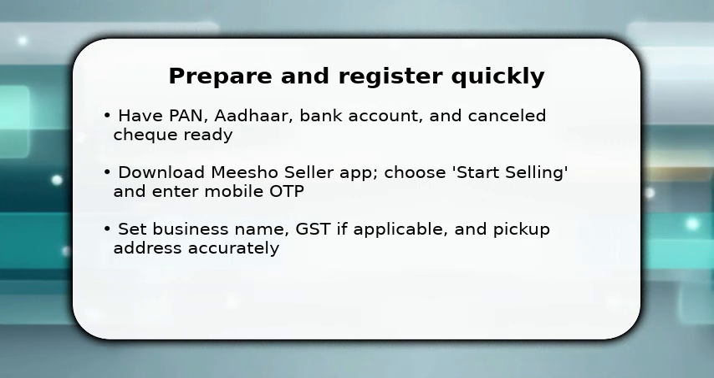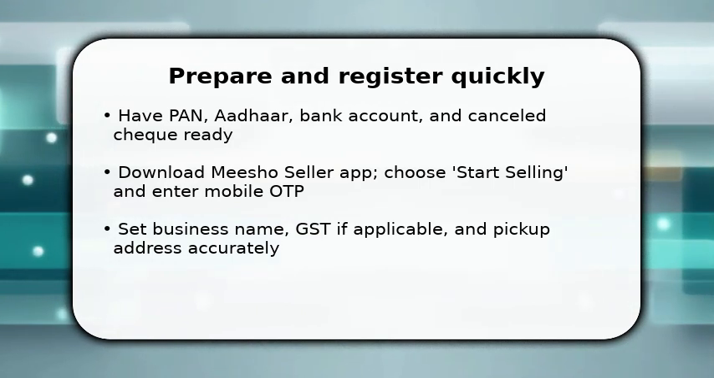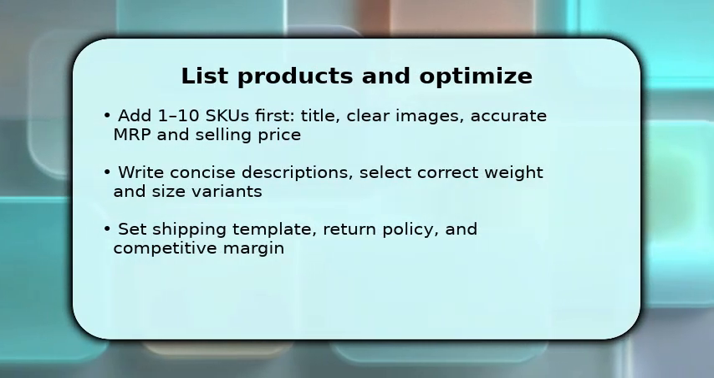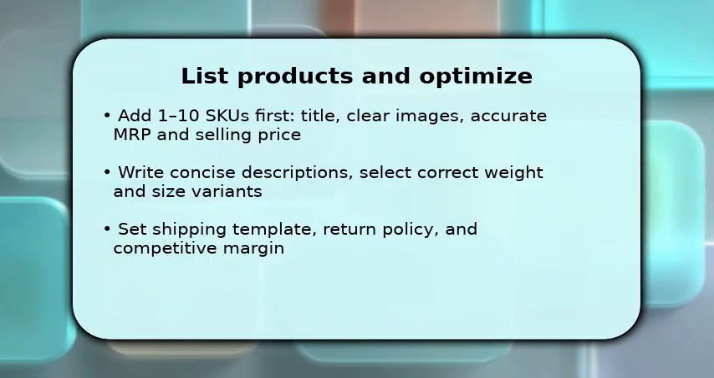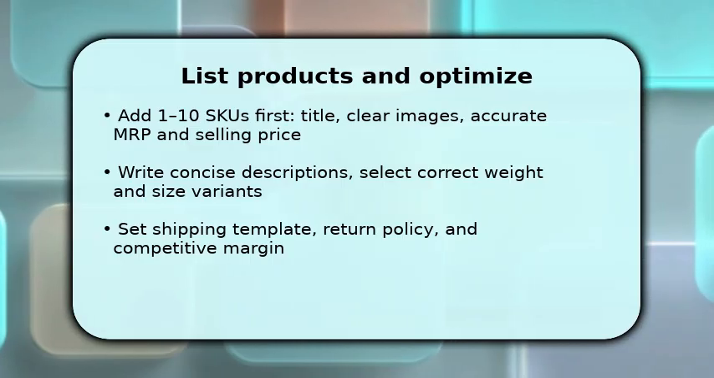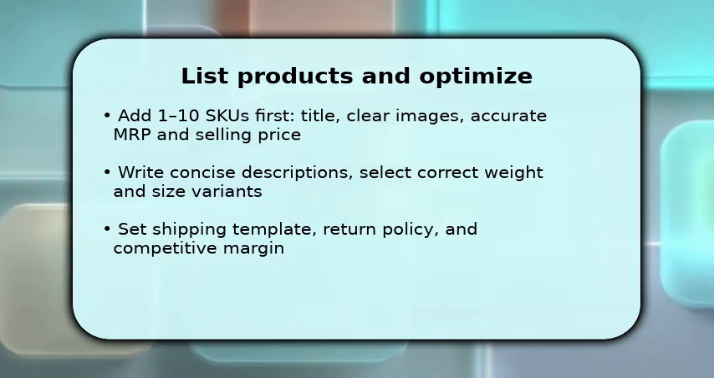Once done with registration, you add products. Start with a small batch, 1 to 10 SKU to test demand. Use high-quality images, clear titles, and accurate MRP and selling price so conversions improve. Describe features in short bullets and pick correct weight, size, and colors.